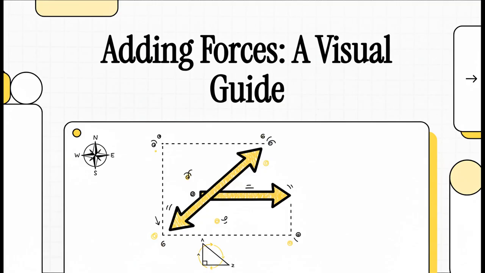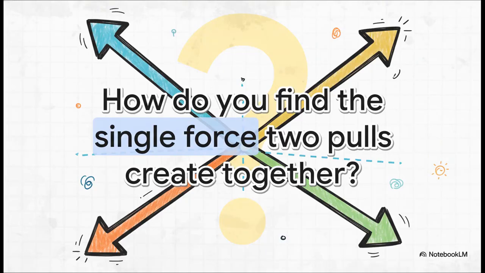Let's jump right in. So, picture this. You've got two ropes tied to a hook. One person pulls one way, another person pulls a different way. Now, that hook doesn't feel two separate pulls, right? It feels one single combined force. The big question is, how do we figure out the exact strength and direction of that one force? That's the puzzle we're going to solve.